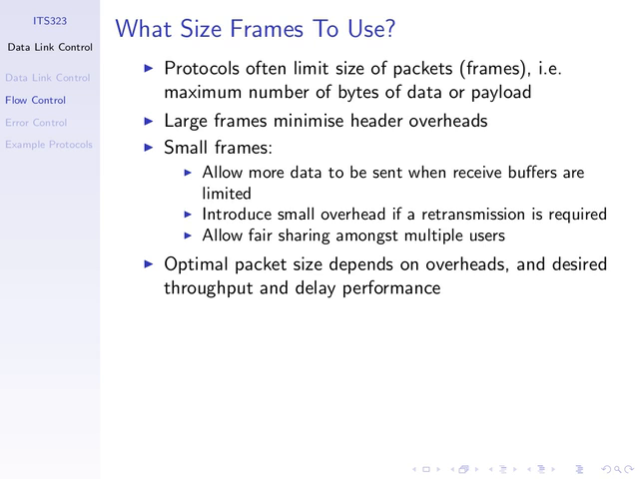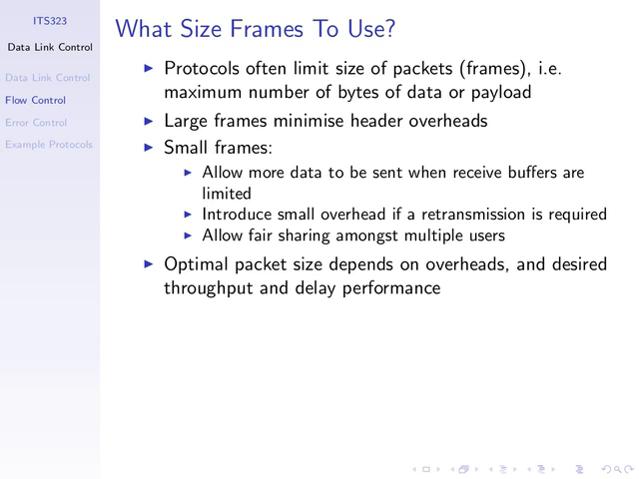Quite simply, the larger the frame, the less the overhead. Because if I have 1,000,000 bits to send, the larger the frame, the fewer frames I need to send to transmit that 1,000,000 bits, and therefore the less header I need to transmit. So making the frame large will reduce overheads. That's the advantage of large frames.